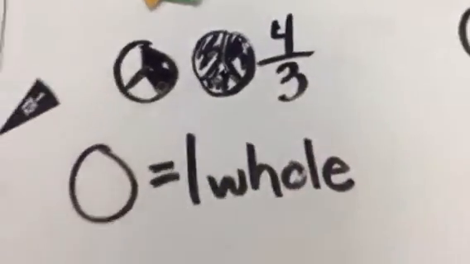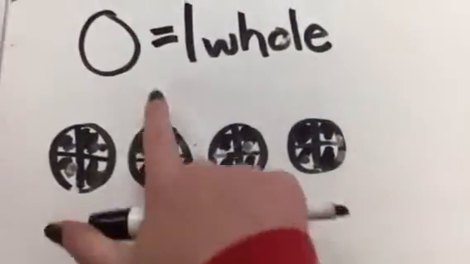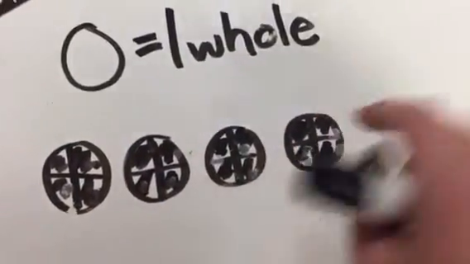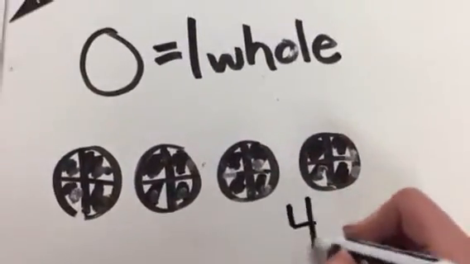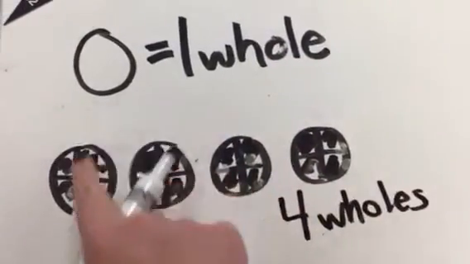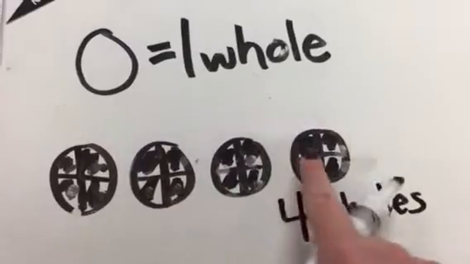Okay. Let's try an example right here. Let's say a circle is equal to 1 whole, and I have 1, 2, 3, 4 circles. This is just like having 4 wholes. Okay, because 1 circle is 1 whole, 2 wholes, 3 wholes, 4 wholes.